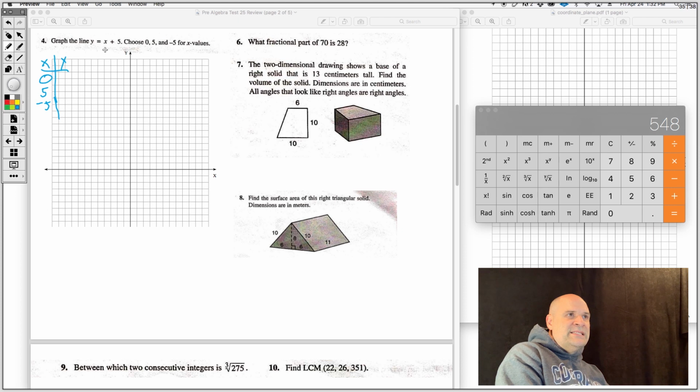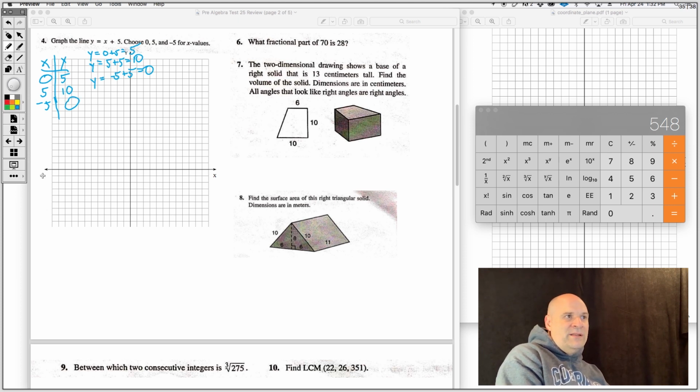When we plug in 0 for x, y equals 0 plus 5, which is 5. When we plug in 5 for x, we get 5 plus 5, which is 10. When we plug in negative 5 for x, we get negative 5 plus 5, which is 0. So these are 3 points that we can now graph.